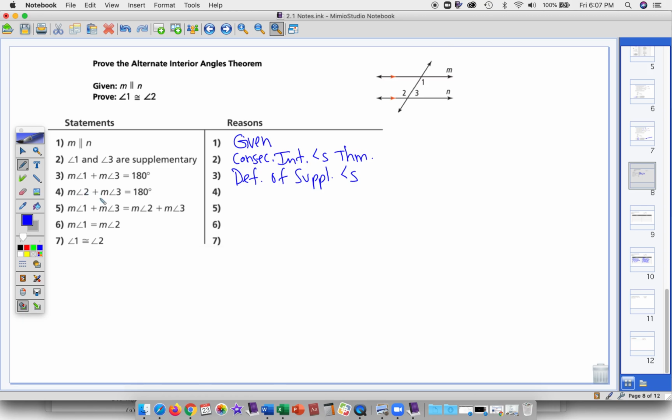The measure of angle 2 plus the measure of angle 3 equals 180. Now that is not from anything previously stated in the proof, so let's take a look at the diagram. Angles 2 and 3 are adjacent. The two angles form this line. Their non-adjacent sides form this line N. So do you remember the reason for that? It's the definition of a linear pair.